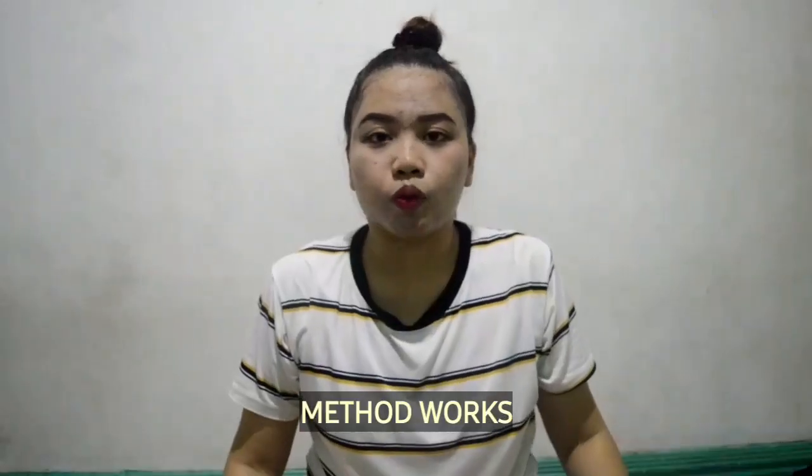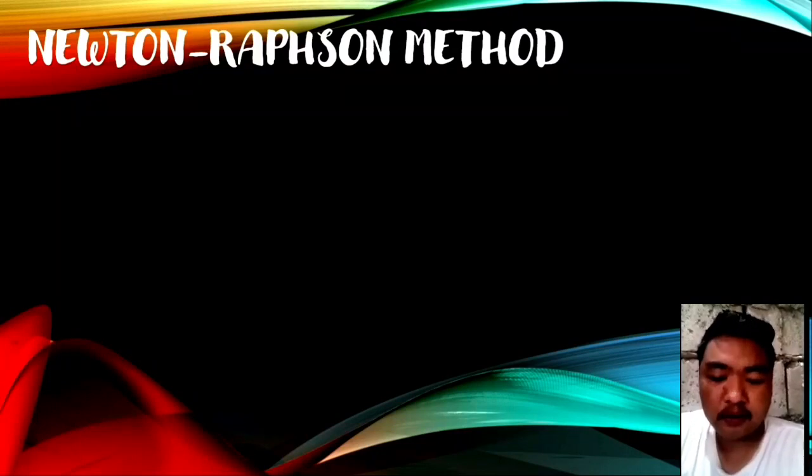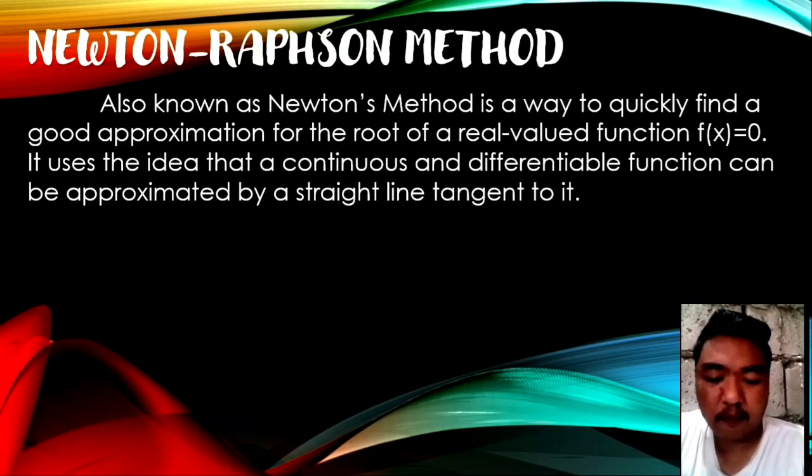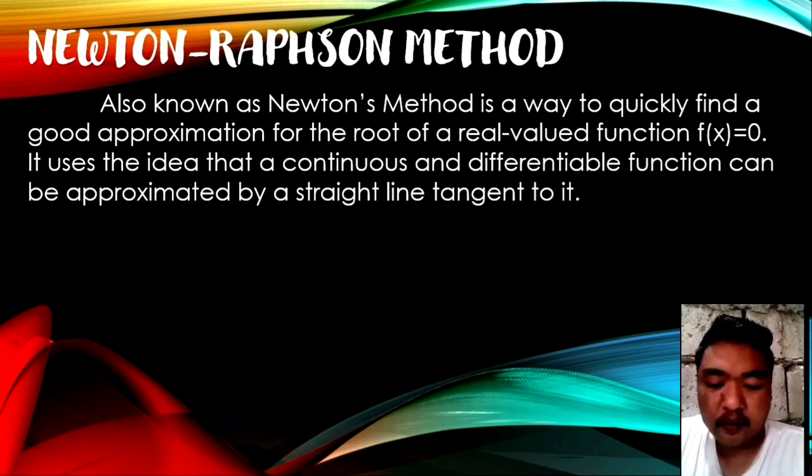Now, we will teach you how Newton-Raphson's method works. Newton-Raphson method, also known as Newton's method, is a way to quickly find a good approximation for the root of a real-valued function f(x) = 0. It uses the idea that a continuous and differentiable function can be approximated by a straight line tangent to it.